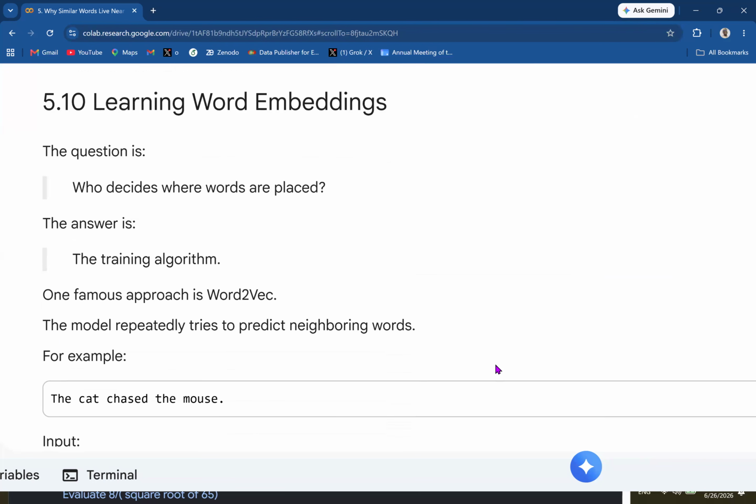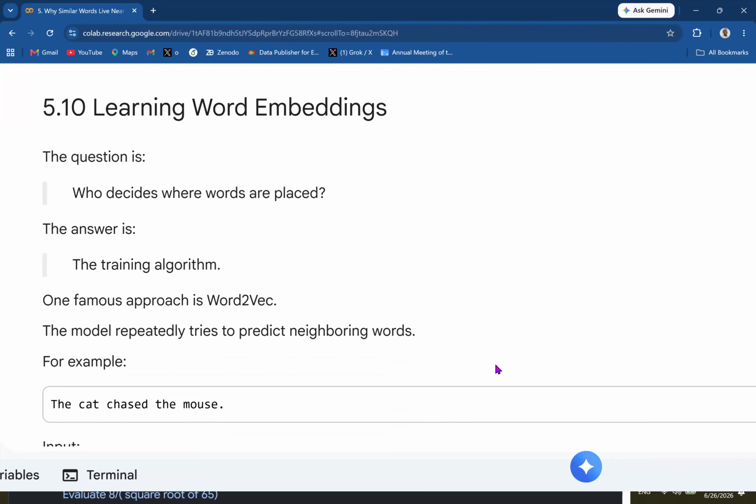Now, learning word embeddings. How do we embed words? I think we've done a little bit about this previously, but let's keep going. The question is, who decides where words are placed? The answer is the training algorithm. You don't sit down and do it yourself. Imagine you have 1 million words in a document and you have to assign values to them one after the other. That doesn't work. That's where the algorithm comes in. When you hear that a model is trained on data, this is the kind of thing happening in the background. So the training algorithm decides where words are placed.